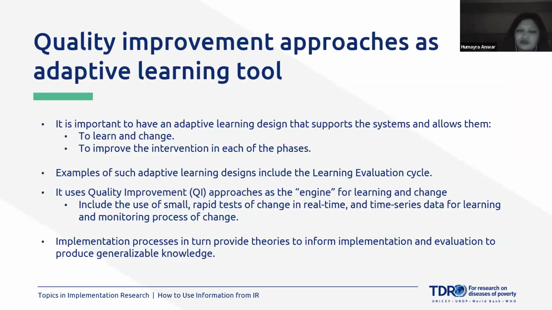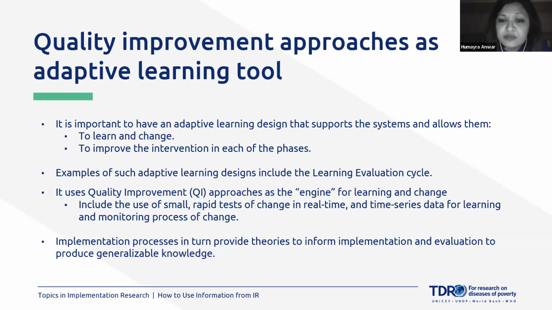So next, we have already said that quality improvement is important and we need some adaptive learning tool. What learning tools can we use? One of the very famous learning tools is the learning evaluation cycle. I think most of you will work with the learning evaluation cycle soon when you are working in a program or in a bigger research team. What is the learning evaluation cycle? It is a kind of method, or I would say a tool, that addresses the bottlenecks of every stage of the implementation process at regular intervals, and it also gives feedback to the stakeholders in the real world. The learning evaluation cycle uses quality improvement approaches.